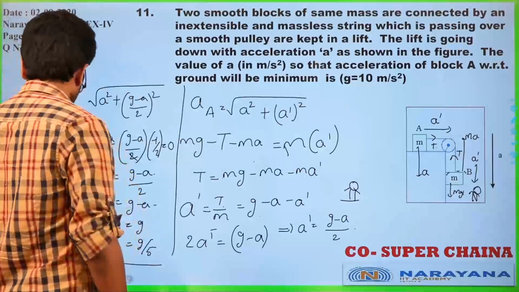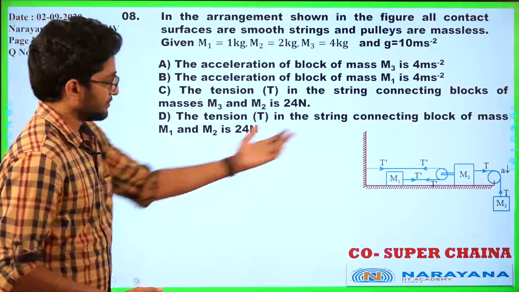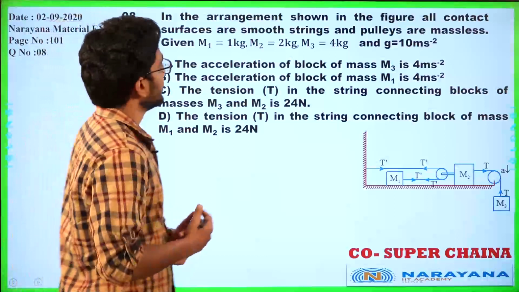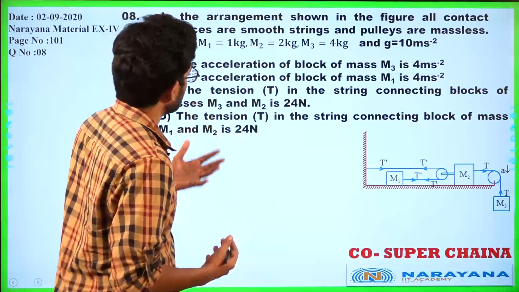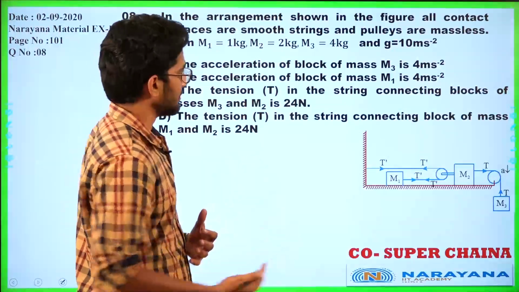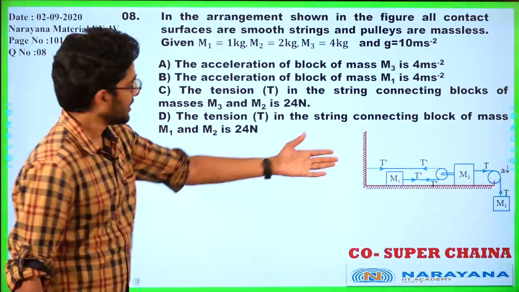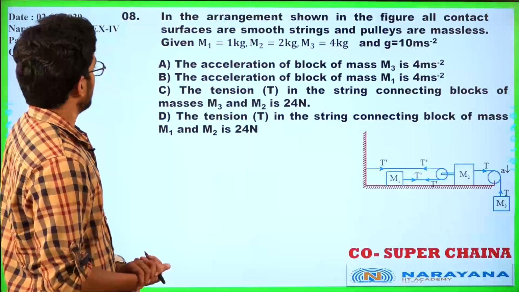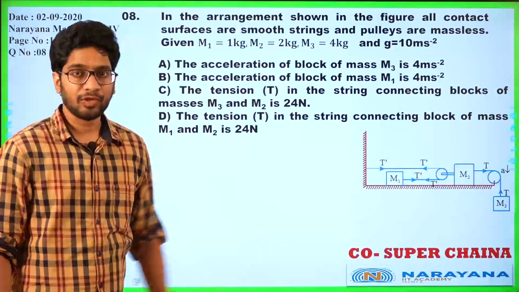So let us move to the next question. Next, there is some block string arrangement given again, pulley block system. In the arrangement shown in the figure, all the contact surfaces are smooth, strings and pulleys are massless. Masses are given, m1 is 1 kg, m2 is 2 kg and m3 is 4 kg. Now I need to select correct statements among them.